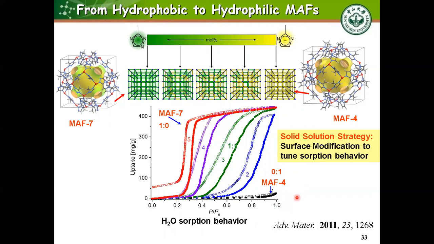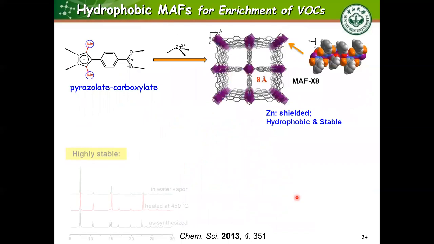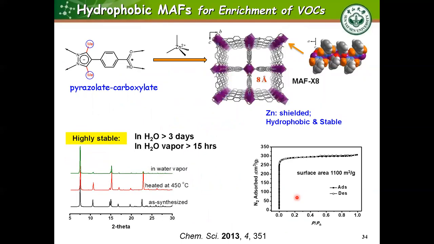For another example, when a bifunctional ligand with a pyridine group and a carboxylate group is used, we can have a hydrophobic porous MAF-X8, shown in this slide. This MAF has excellent thermal and chemical stability because of the strong metal-nitrogen coordination bonds and the shielding of the hydrophobic methyl group on the metal center.